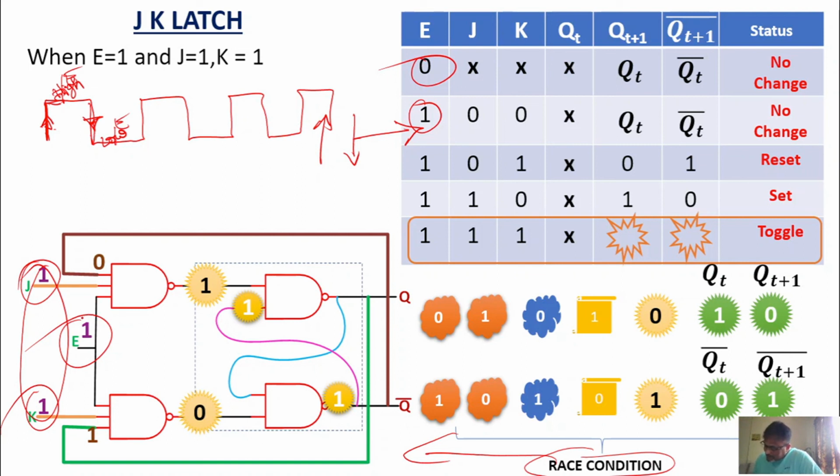So instead of this high or low, whenever there is a positive edge given to this enable pin, the states will change according to the inputs J and K, right? Make sure that you understand the proper difference between latches and flip-flops. Very few differences. Here, instead of E being 1 or 0, we use either positive edge or negative edge.